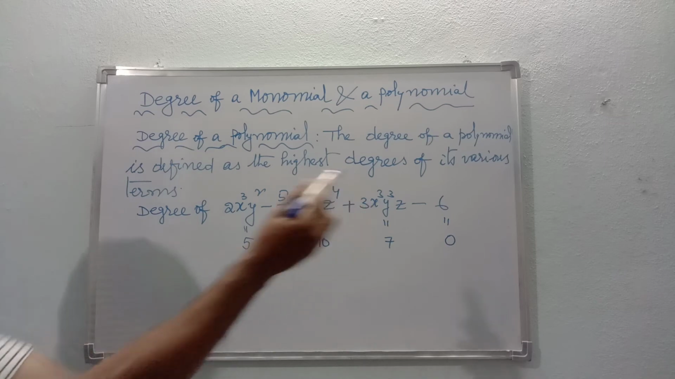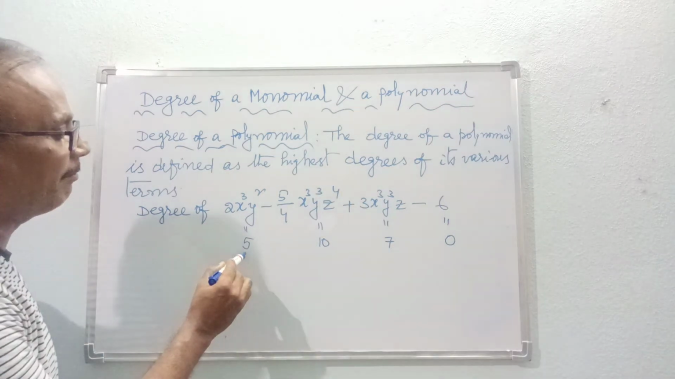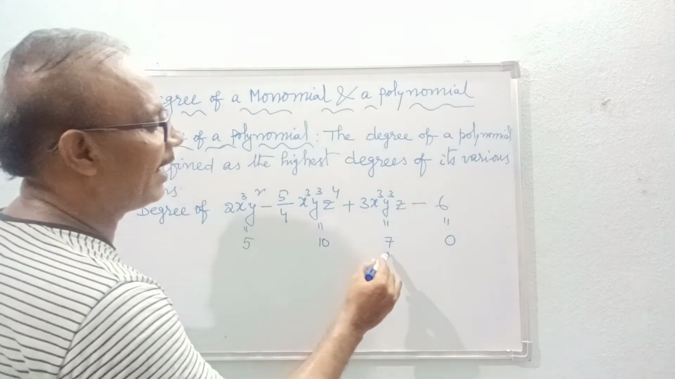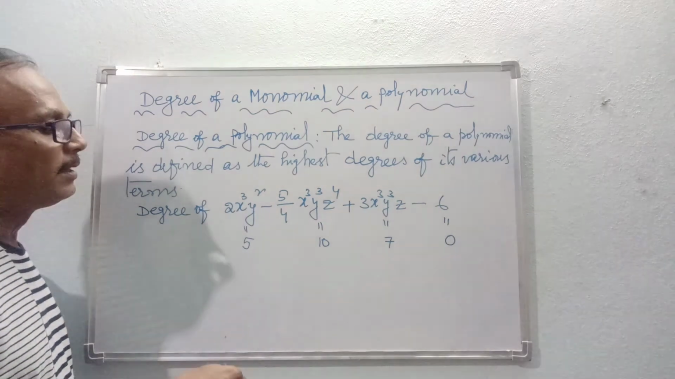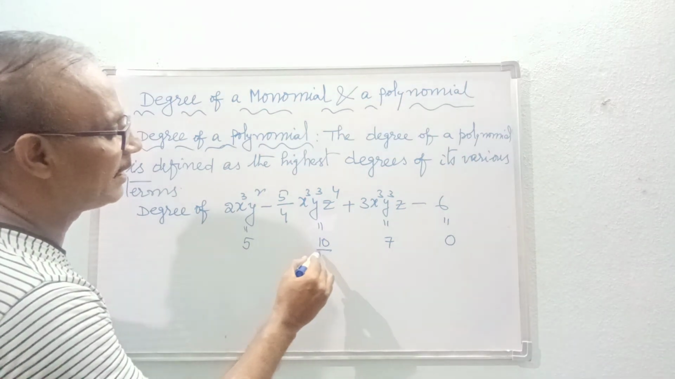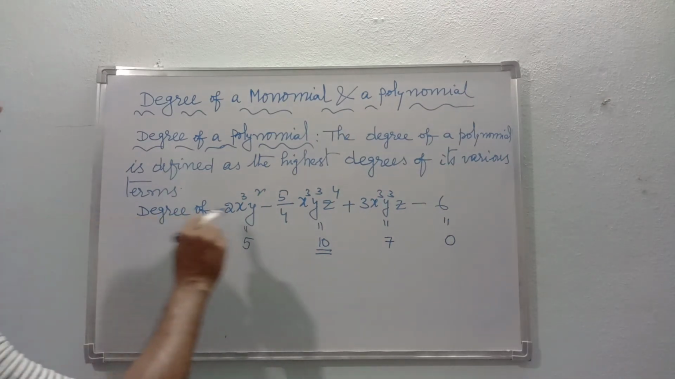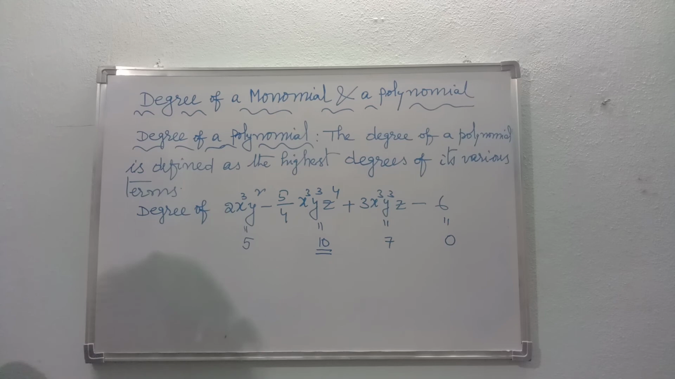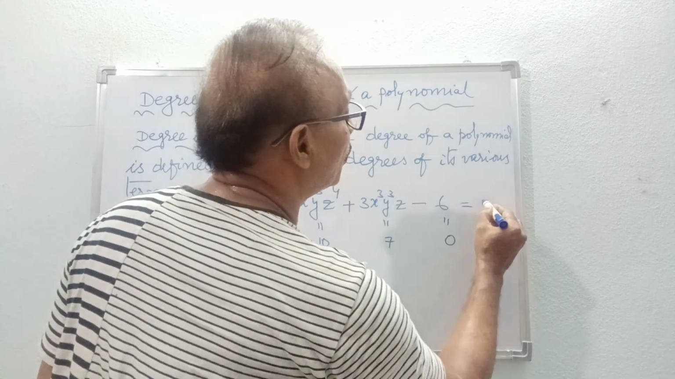Now, if you notice, the degrees of the various terms of this polynomial are 5, 10, 7 and 0. Now what is the highest of all these? The highest of all these is 10. So we assign this 10 to the degree of this polynomial. So the degree of the polynomial 2x cube y square minus 5 by 4 x cube y cube z power 4 plus 3x cube y cube z minus 6 is equal to 10.